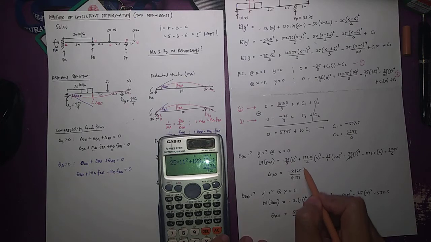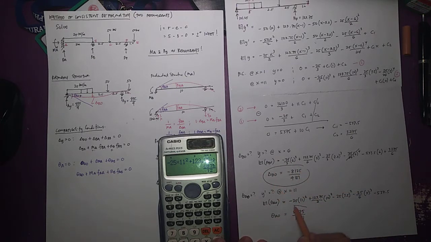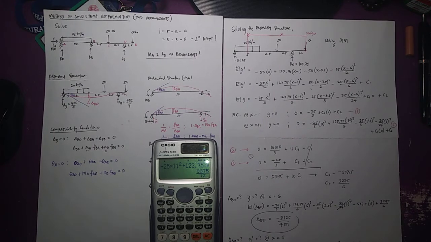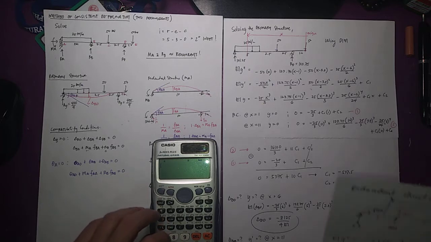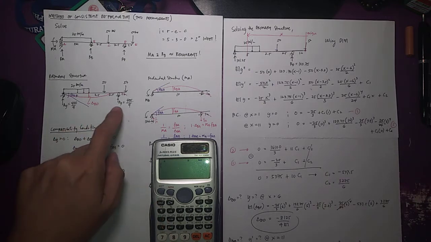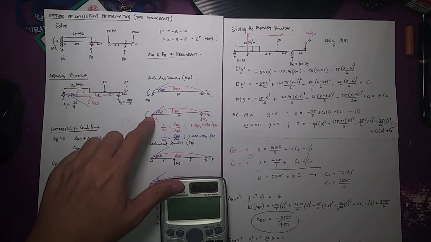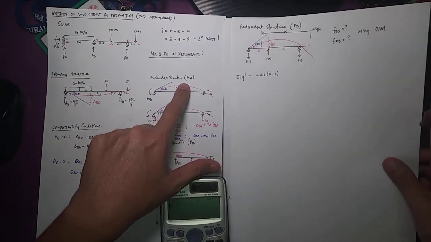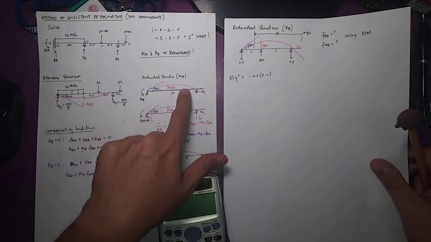From this solution we were able to solve for delta BO and theta AO. So this is for the primary structure. Our next step would be analyzing the redundant structures. So let's start with the redundant structure MA.